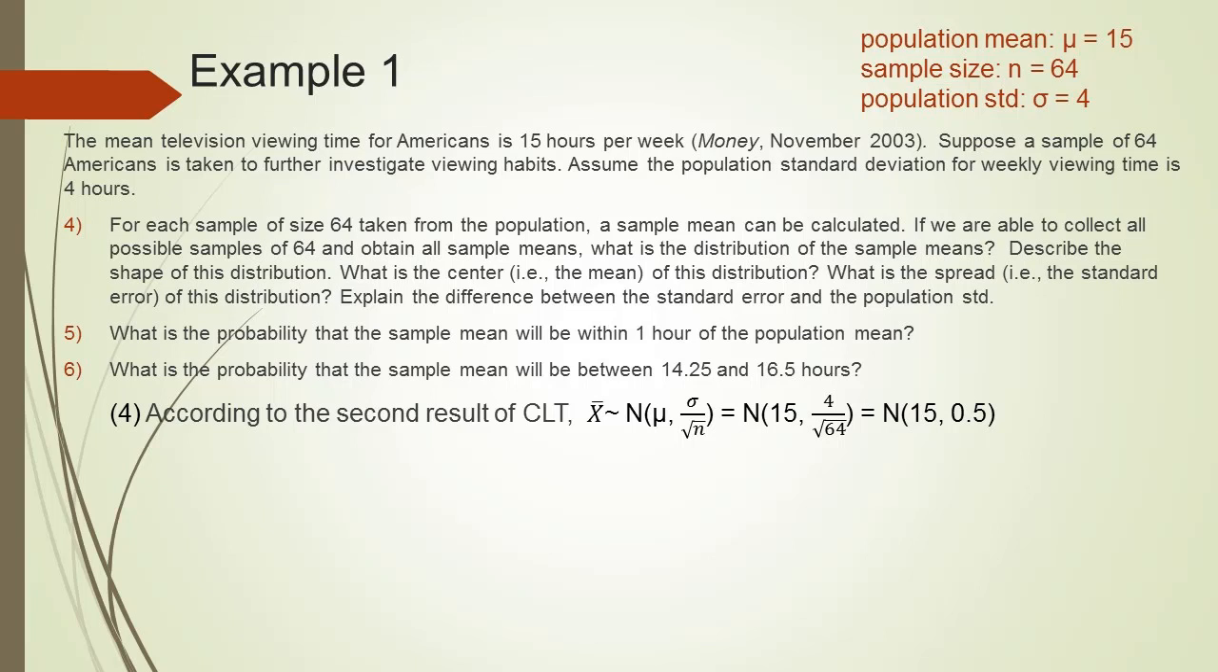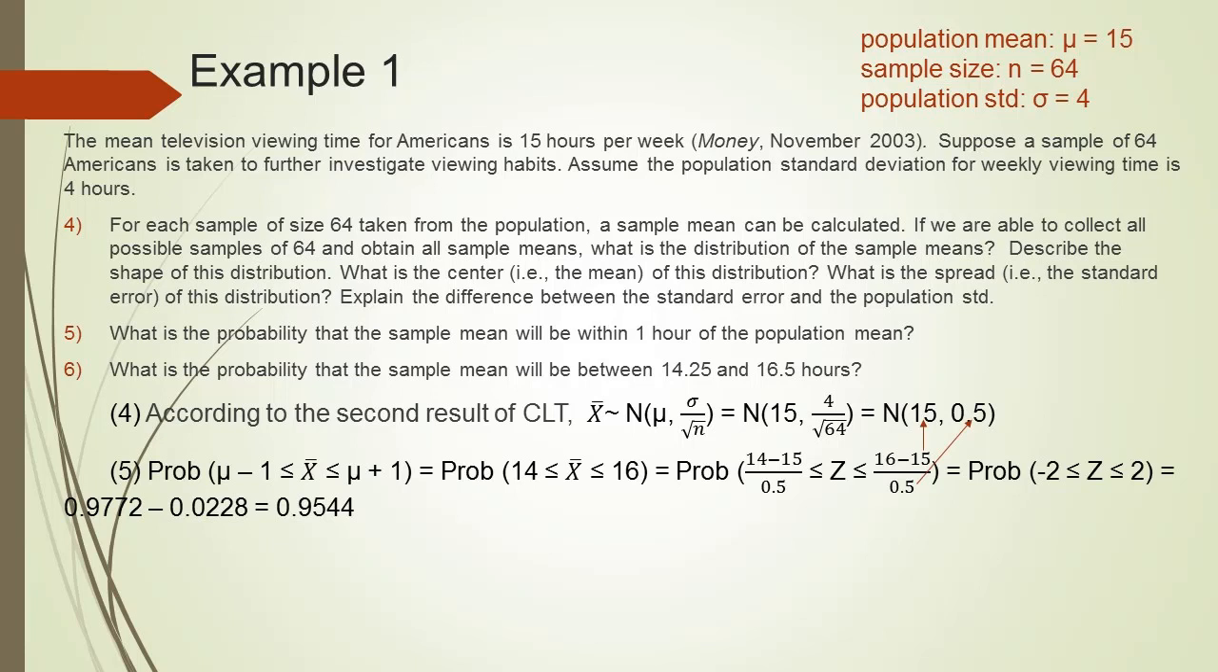According to the CLT, the sample mean follows a normal distribution with a mean the same as the population mean mu, 15, and a standard error that is sigma over square root n. So that is 4 over square root 64. That's a half. Therefore, for question 4, the distribution of a sample mean is a normal distribution with a mean 15 and a standard error of a half. The shape of this distribution is a bell curve. The standard error is the standard deviation of the sample mean, whereas population standard deviation measures the spread of the population.